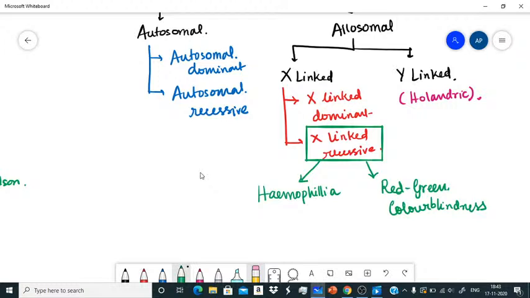So I will be showing only one inheritance pattern and I will be discussing one or two things about the diseases. Starting with hemophilia, what is hemophilia? Hemophilia is a clotting disorder, a bleeding disorder actually. It occurs due to deficiency of certain clotting factors, clotting factor 8 and clotting factor 9. So deficiency of clotting factor 8 and or 9 leads to hemophilia.